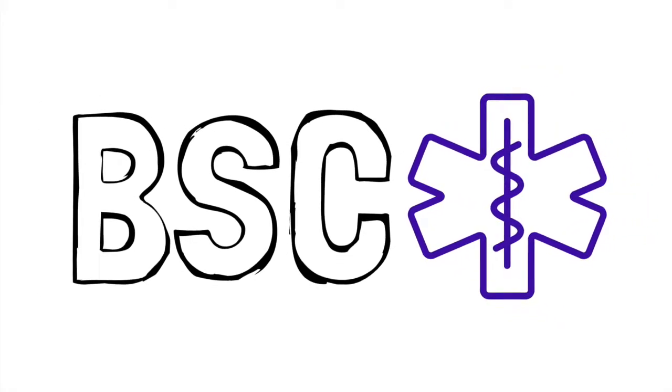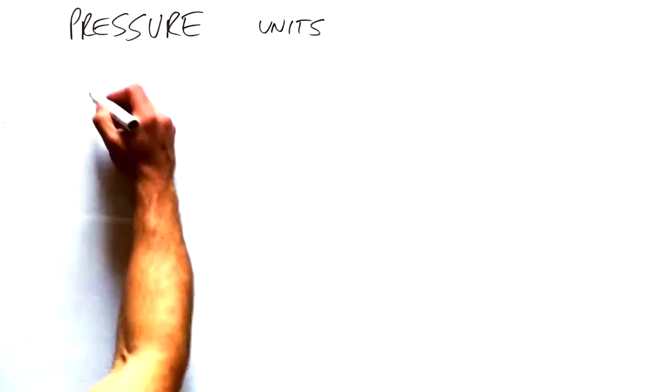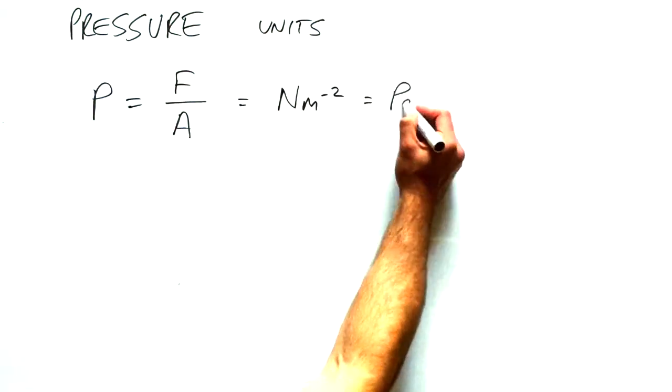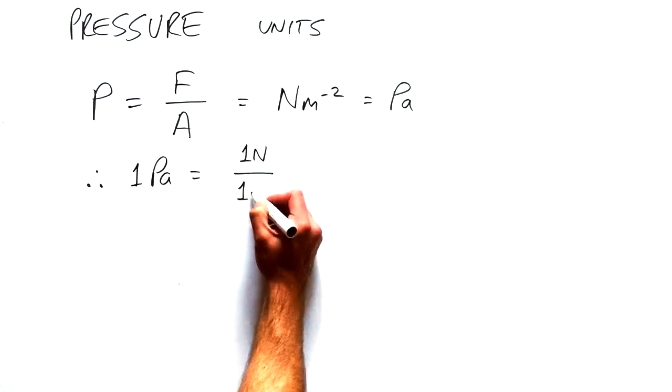Let's talk about the units for measuring pressure. Pressure is force divided by area, which is equal to Newton per square metre, which is equal to a Pascal. Therefore, 1 Pascal is 1 Newton acting over 1 metre squared.